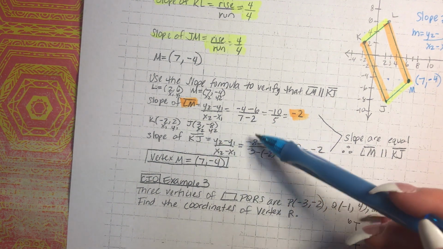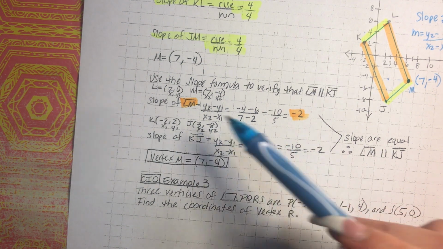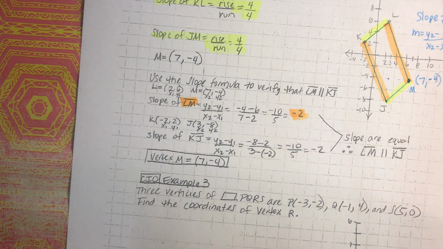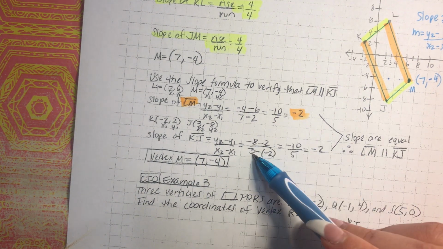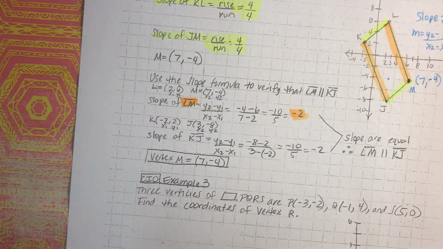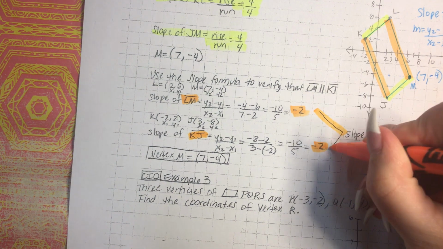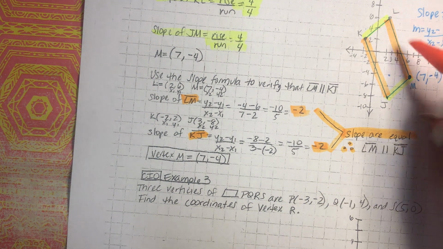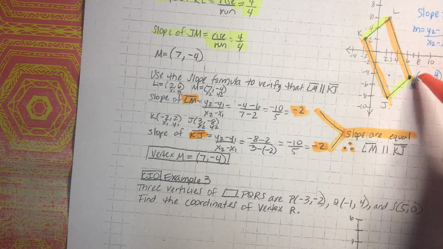I substitute in negative 8 for y2, minus y1, which is 2, and then x2, 3, minus x1, which is negative 2. Then we just simplify. Negative 8 minus 2 is negative 10. 3 minus a negative 2 ends up being positive, so 3 plus 2 is 5. Negative 10 divided by 5 is negative 2. Therefore, the slopes are equal. These 3 dots just mean therefore. That means that LM is parallel to KJ.